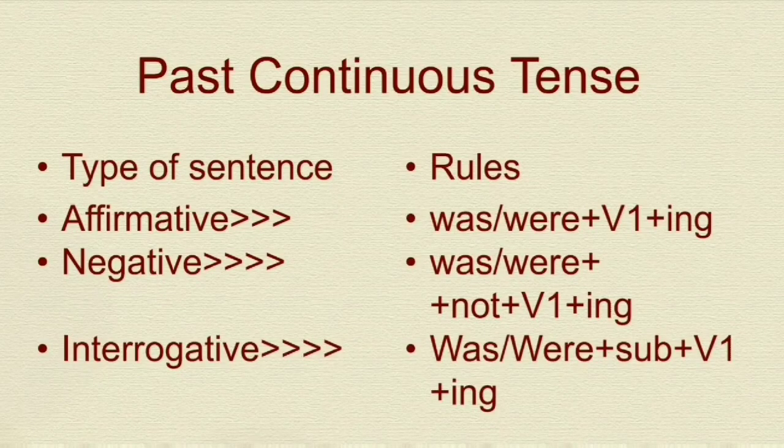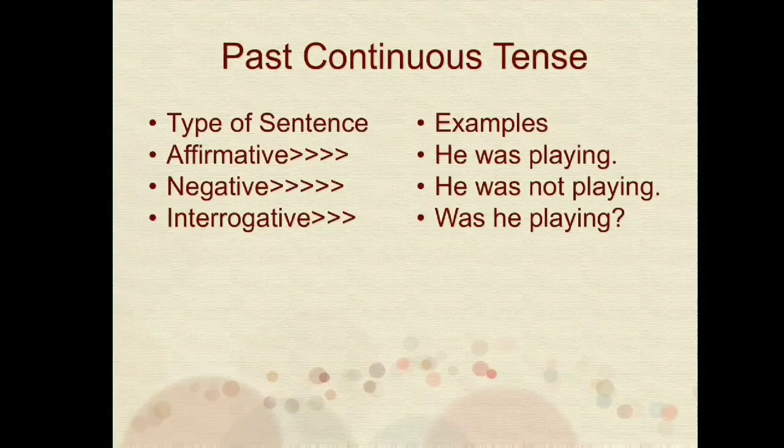Let's check the rules of past continuous tense. For affirmative sentence, we are using was or were with first form ing. For negative, we are using was, were, not, first form ing. And for interrogative sentences, we can use was or were, then subject, then first form ing, and rest of the sentence, and at the end question mark. Examples are he was playing, he was not playing, and interrogative, was he playing?